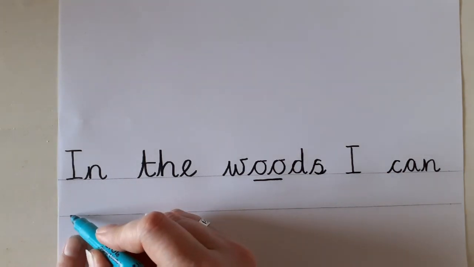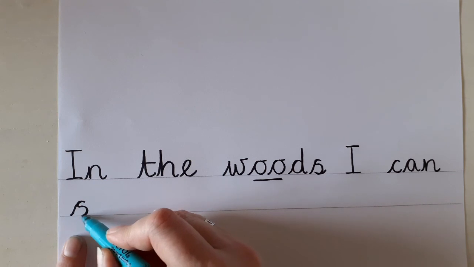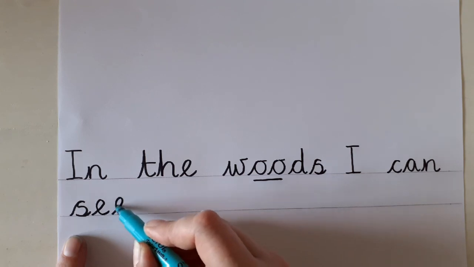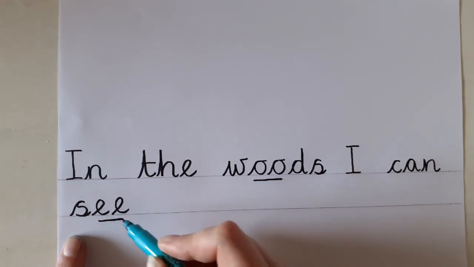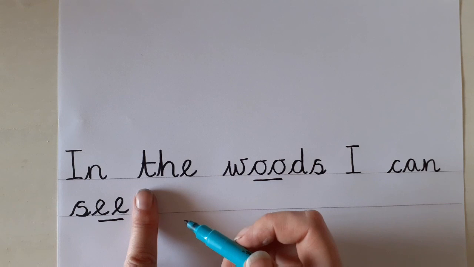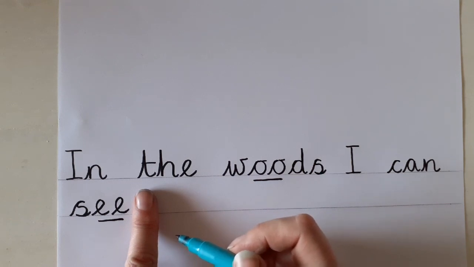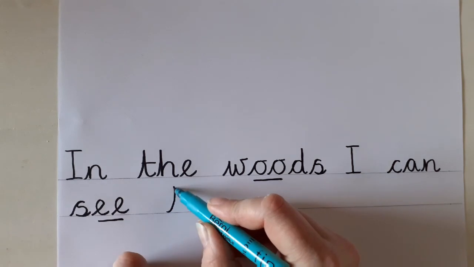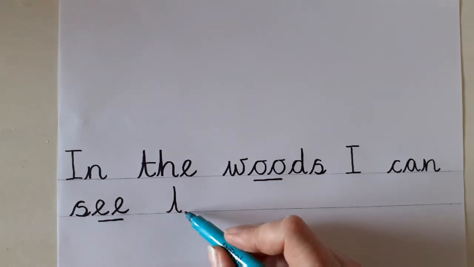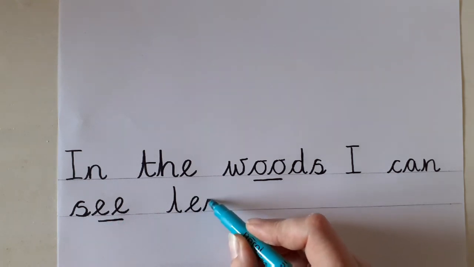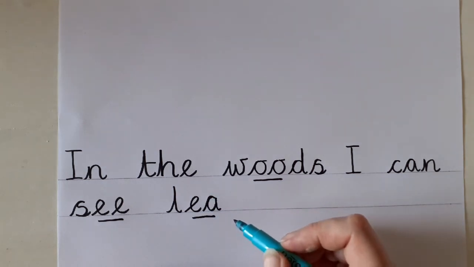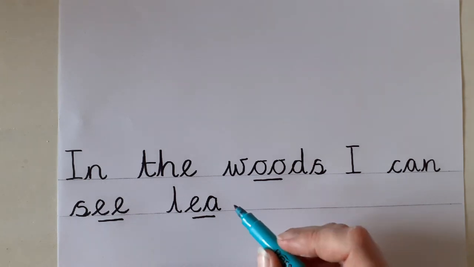See. Can you hear the s there? And we know to make the E sound, we need an E and another E. That makes our E sound. In the woods, I can see. And today we're going to write leaves. Finger space. Leaves. Can you hear the sound that it starts with? It's an L. Now this time we're going to do another E sound, but it's not an E and an E. It's an E and an A, because sometimes that says E as well. I can see leaves. Can you hear the V in there?